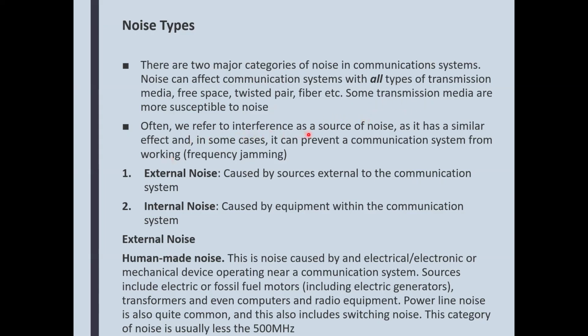Often we refer to interference as a source of noise, as it has a similar effect in some cases. It can prevent the communication system from working. Well, frequency jamming: you can jam the frequency by introducing the same carrier strong enough to prevent a certain type of transmission. External noise is caused by sources external to the communication system. Internal noise is caused by equipment within the communication system.